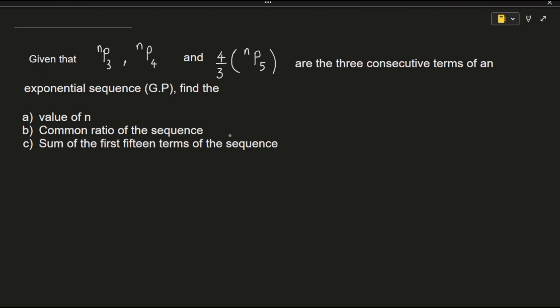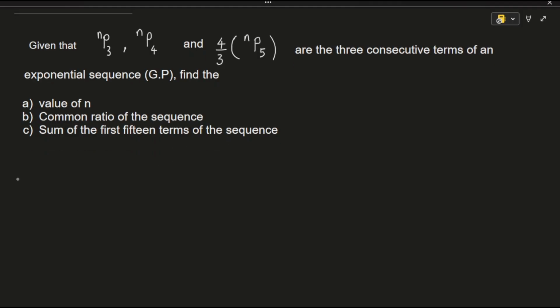Now, in this video, we have a question which is a combination of permutation and exponential sequence. If we are given n permutation 3, n permutation 4, and 4 over 3 n permutation 5 as 3 consecutive terms of an exponential sequence, we are asked to determine the value of n, the common ratio of the sequence, and the sum to the first 15 terms of the sequence.